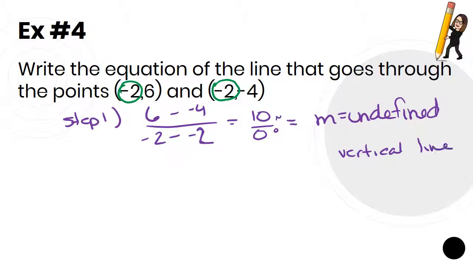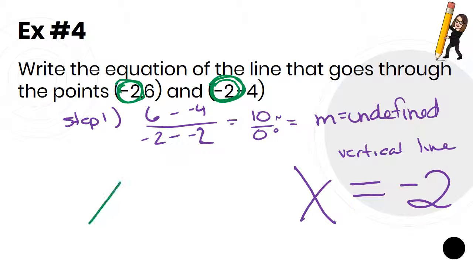If it's a vertical line, it goes through the x-axis at negative 2. You don't even have to show me that work, you guys. If you see that the x values are the same and you circle them like I am in green, I'm okay if you just jump straight to x equals negative 2. Okay, but you have to remember that.